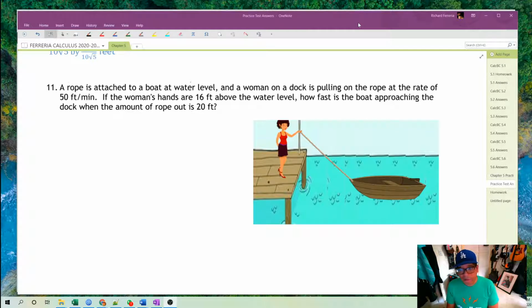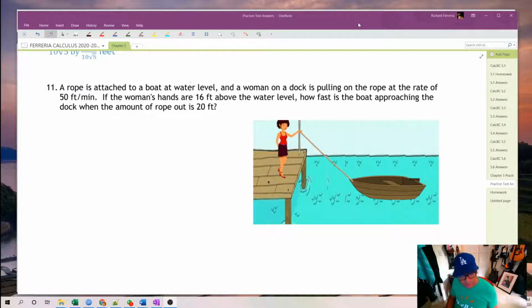So we're talking about speed. We see a rate of 50 feet per minute. So that makes me think that this is a related rates question. So we're going to follow that routine. Now, the first thing to do is to get an understanding of this question, which hopefully with my drawing over here, you guys have an idea about what's happening.